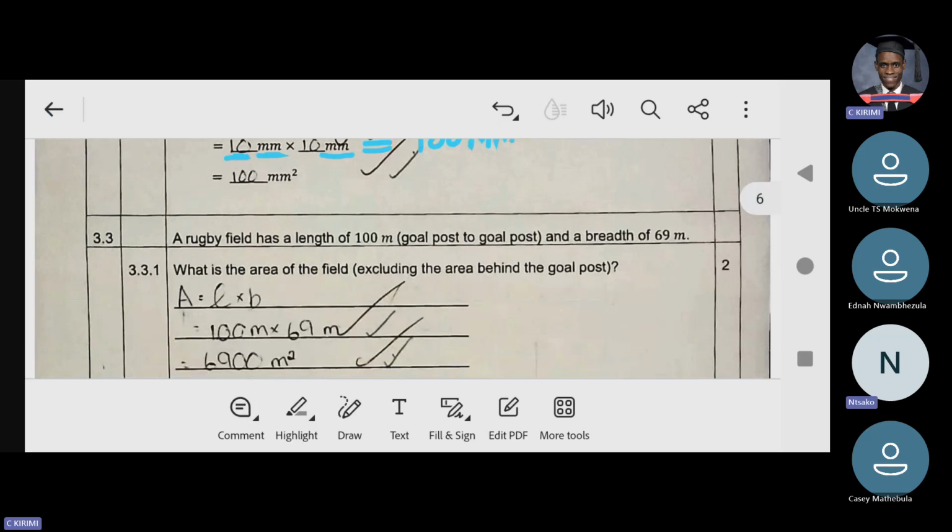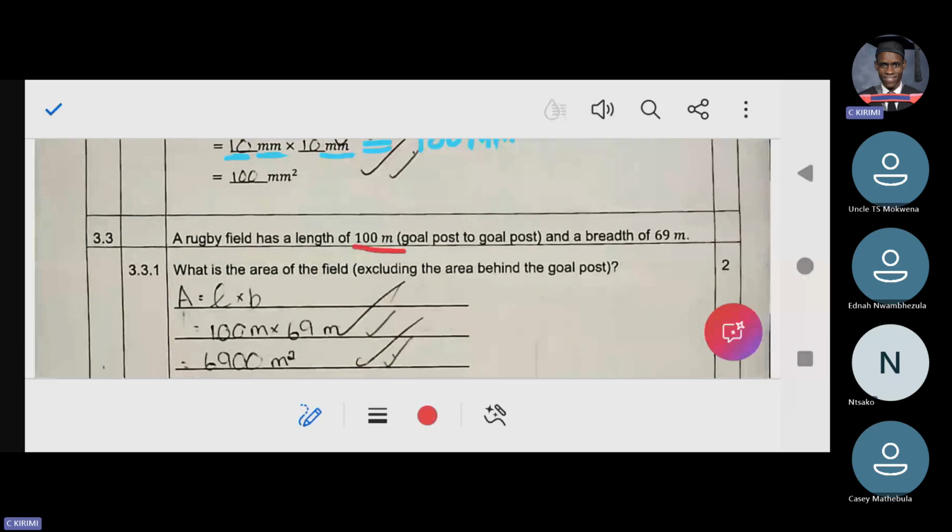The area of a rectangle is length times breadth. So you write your 100 meters, which is your length, times your breadth, 69 meters. I told you when you multiply by 100, it's very easy. 69 times 100, you just add 2 zeros. Then you are done. Meter times meter is square meter.